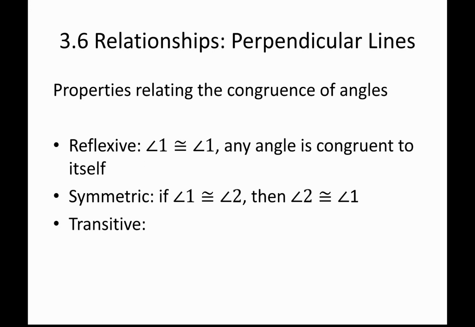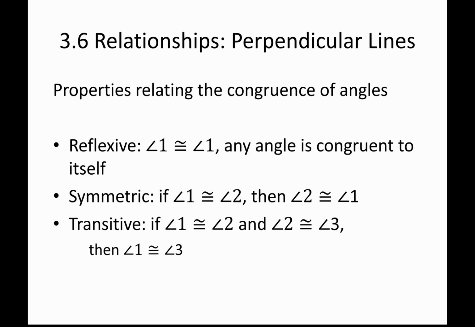Now, is the congruence of angles relation transitive? So that's when you have three items in play, and two of them have to be connected, and then another two connected, and then the middleman is going to connect to the outer two. So here's a generic example using three unspecified angles.